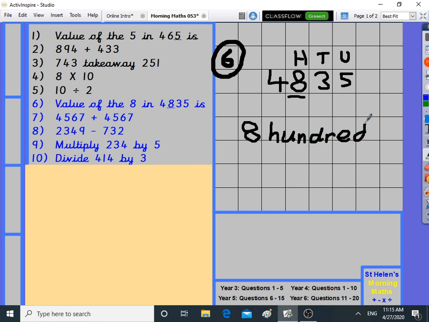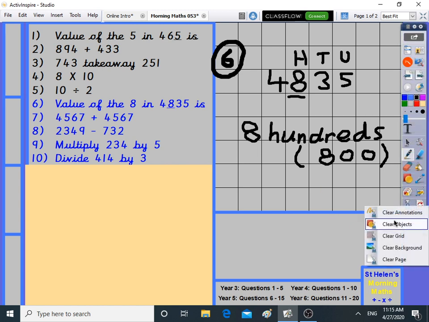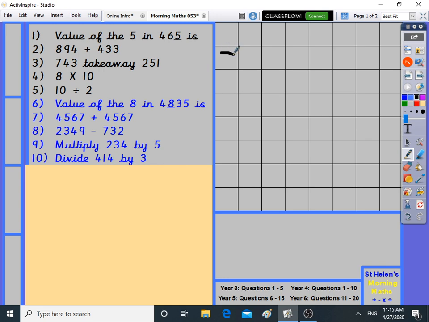That's how you spell hundreds if you're not sure. In brackets, the digits say 800 as well, which is of course 800. That's number 6. Let's move on to number 7. This is addition, column addition. 4,567 plus 4,567.